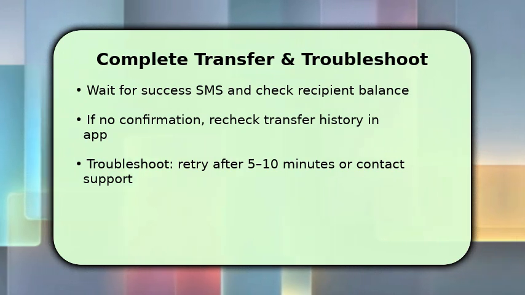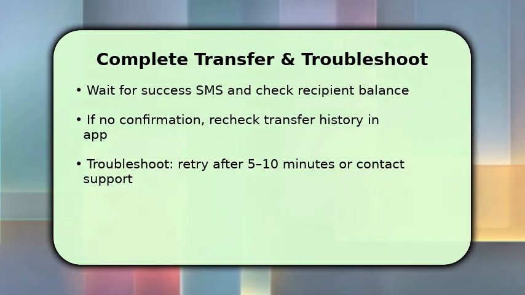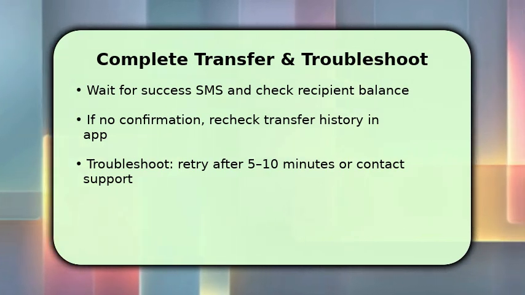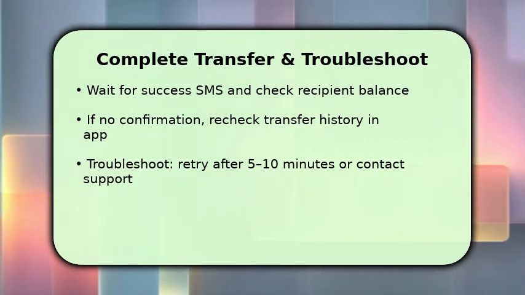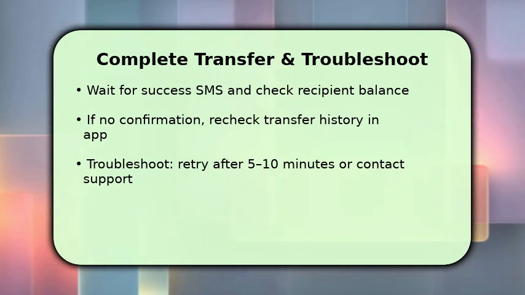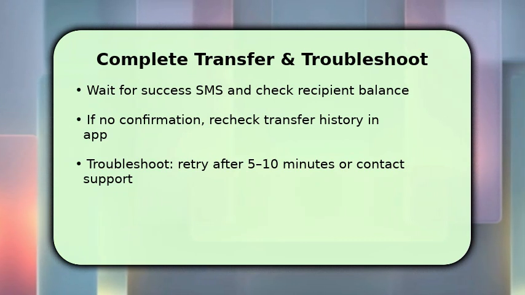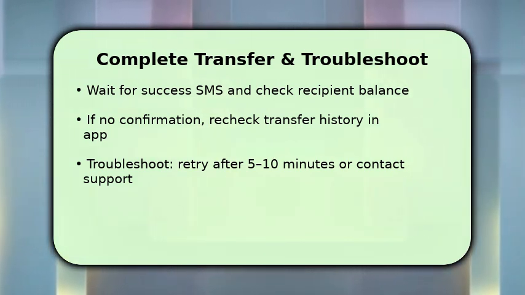If you don't receive confirmation, immediately check your transaction history in the app or USSD menu to see the status. If the transfer shows pending or failed, wait 5-10 minutes, then retry the process. Don't double send right away. If problems persist, contact MTN support with the transaction ID. This one troubleshooting step saves accidental double transfers and resolves most issues.